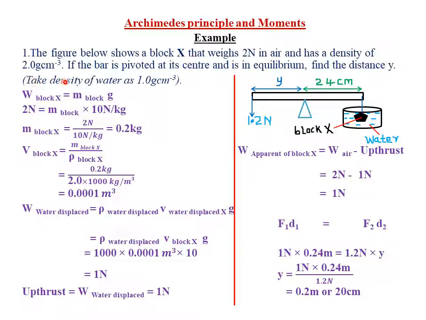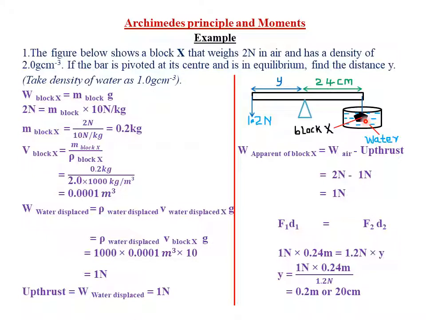Then you are told to take the density of water as 1 gram per cubic centimeter, which is always equivalent to 1000 kilogram per cubic meter. So for us to compute the distance y, we must have all the forces that are acting on this particular bar in order to keep it in equilibrium. One of the forces you are given as 1.2 Newton. Then of course the other force will be due to the weight of this particular block.